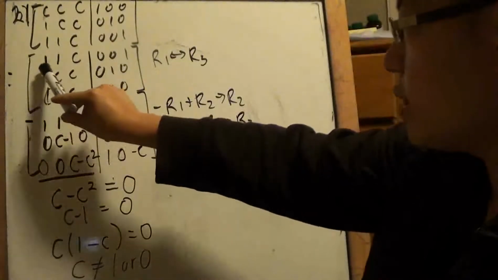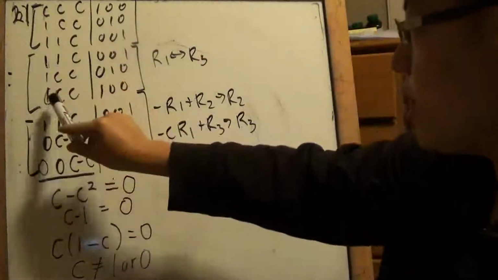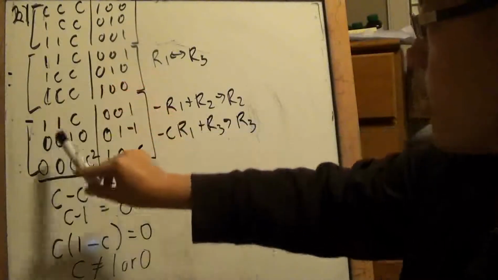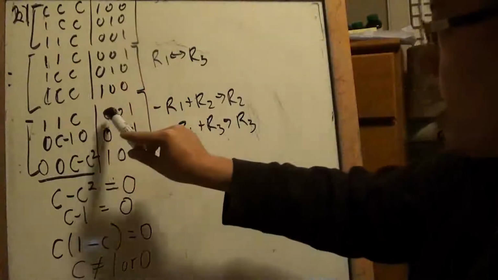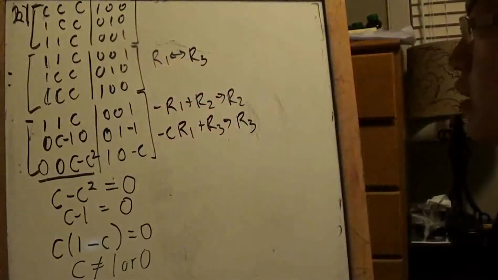1 times negative c is negative c, plus positive c is 0. Same idea here. So c times negative c is going to be negative c squared. And then there's a c here, so c minus negative c squared. And I made the same appropriate changes for the identity matrices as well, right?